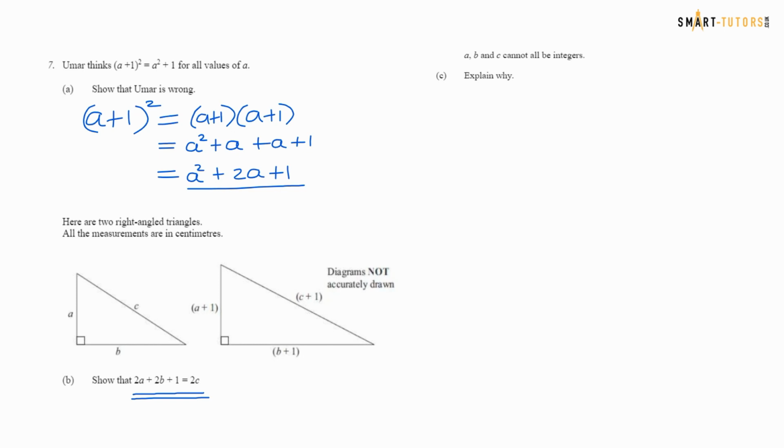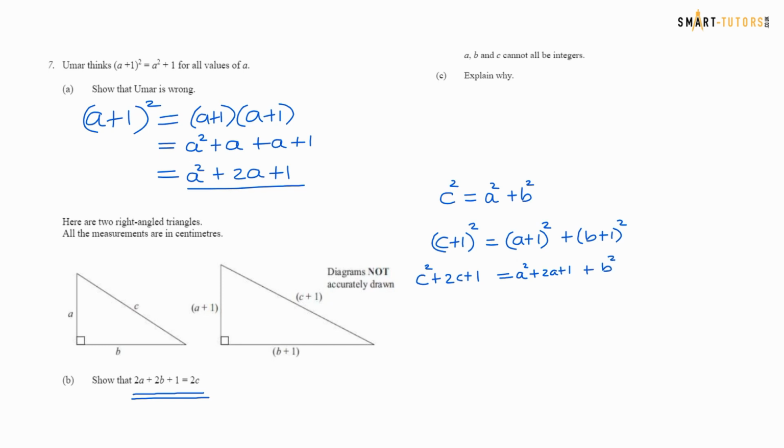First, start with the small triangle. For the small triangle, the equation is c squared equals a squared plus b squared, right? And the second triangle is (c plus 1) whole squared equals (a plus 1) whole squared plus (b plus 1) whole squared. If I expand this, it is c squared plus 2c plus 1, and this one will be a squared plus 2a plus 1, and this one will be b squared plus 2b plus 1.